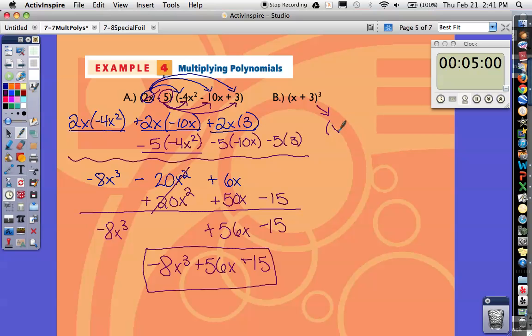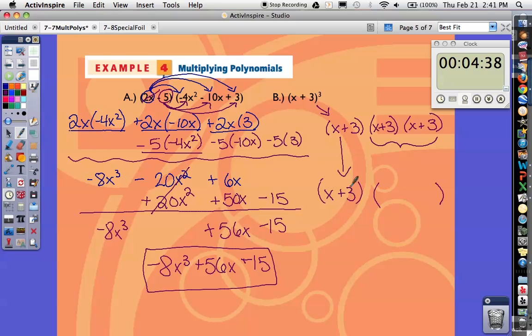X plus 3 cubed is actually x plus 3 times x plus 3 times x plus 3. Guys, do 2 at a time. Just do these first. Multiply that out and get your answer. Once you get your answer, you'll take that one times this one. Okay, that's my hint to you.